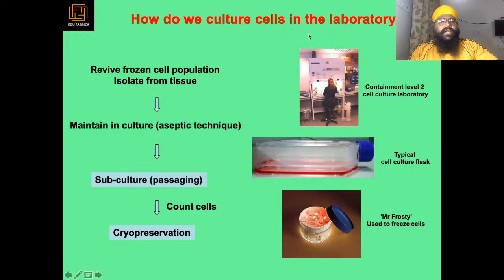So how do we culture in the laboratory? Here we can see a containment level 2 cell culture laboratory, which has a typical cell culture flask and Mr. Frosty, which is used to freeze cells. This is your revived frozen cell population, which is isolated from tissue and maintained in cell culture using aseptic technique. Subculture is done by passaging, then you count your cells, and then you can cryopreserve them.